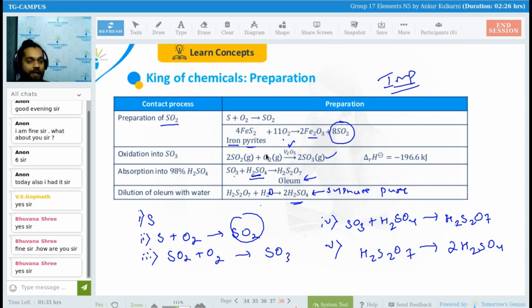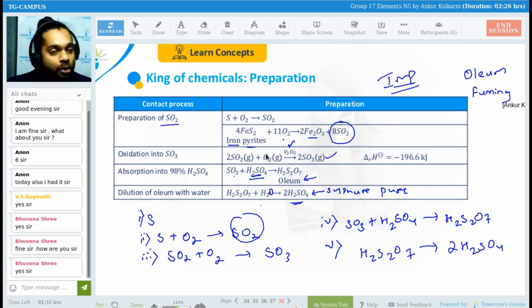What is oleum? Write it down first, I'll explain. Oleum is nothing but fuming sulfuric acid. It is extra concentrated sulfuric acid. From that we get our pure sulfuric acid. It is like sulfuric acid only, just a fuming sulfuric acid. We hydrolyze that to get our sulfuric acid.